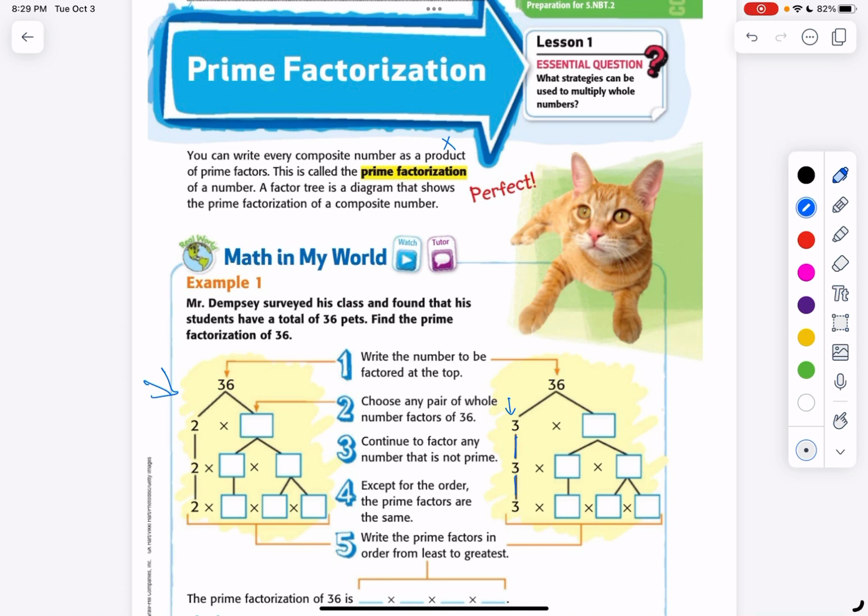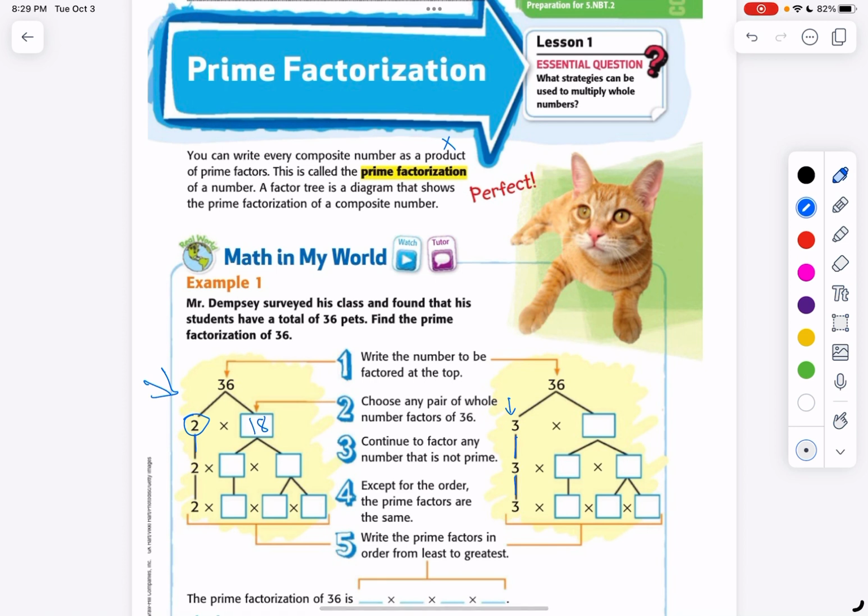So let's think about the prime factorization of 36. Our book has started off with the number 2. So 2 times what equals 36? That is not one of our multiplication facts, but if you think about what is half of 30, that's 15. What's half of 6? That's 3, and 15 and 3 is 18. So 2 times 18 is 36.